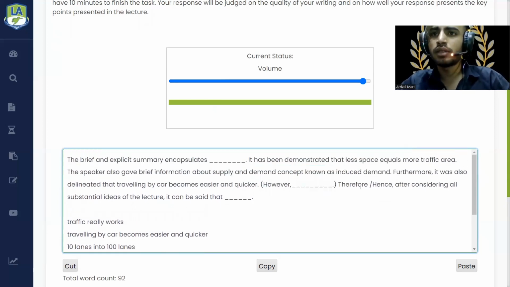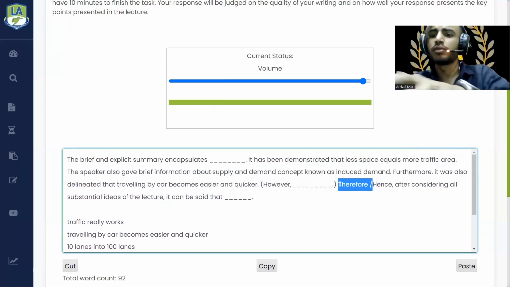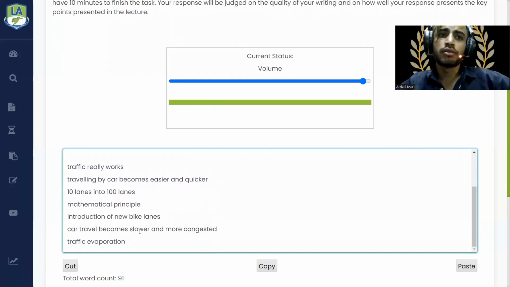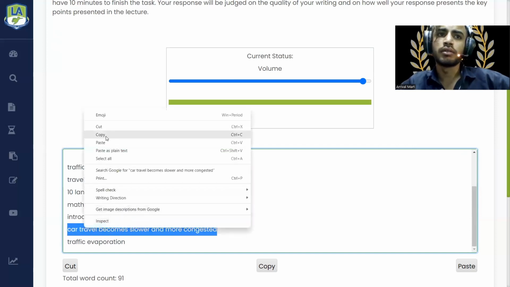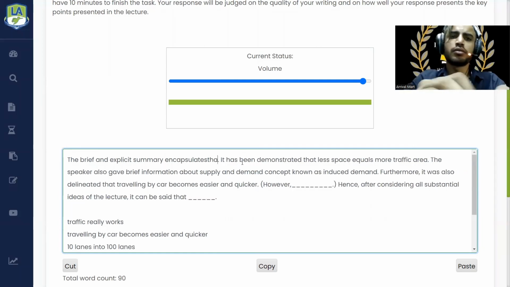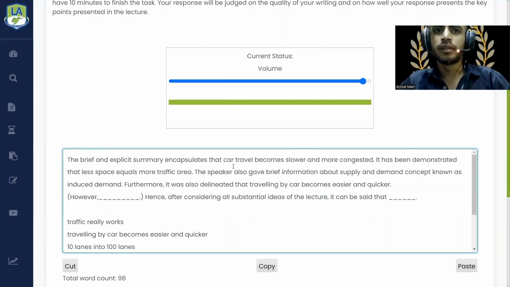Now, hence, you can use anything, hence or therefore. So I'm removing one. Hence, after considering all substantial ideas of the lecture, it can be said that car travel becomes slower and more congested. You can use this as well. Encapsulates. I will be using that to make my structure very good. The brief and explicit summary encapsulates that car travel becomes slower and more congested. Okay, congested. Very good.